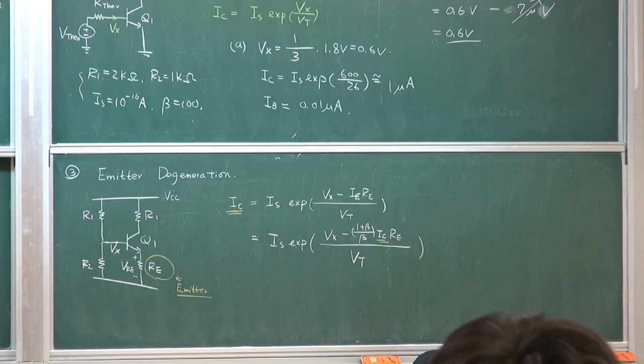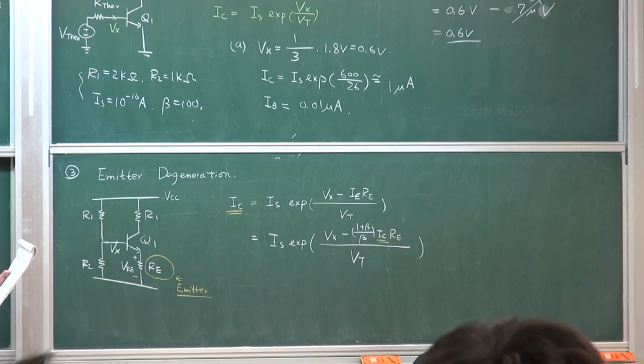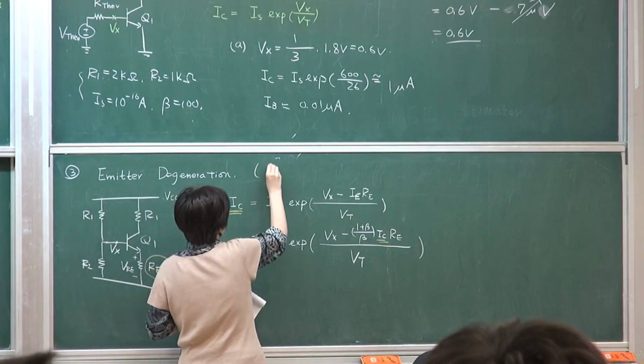Basically, you can set it up at a particular point. And the circuit actually has a particular behavior. We call it negative feedback.